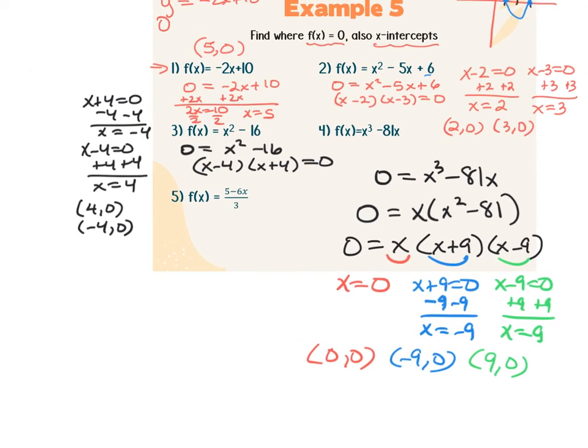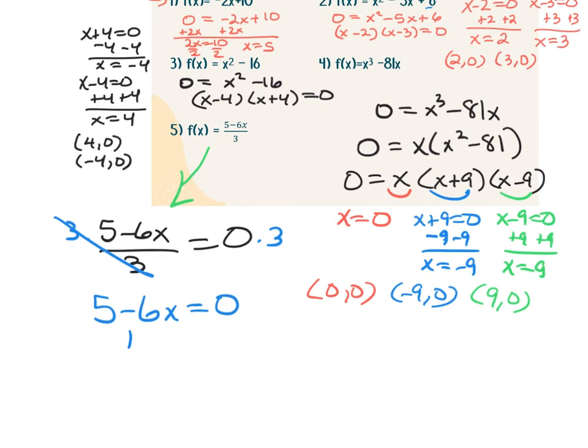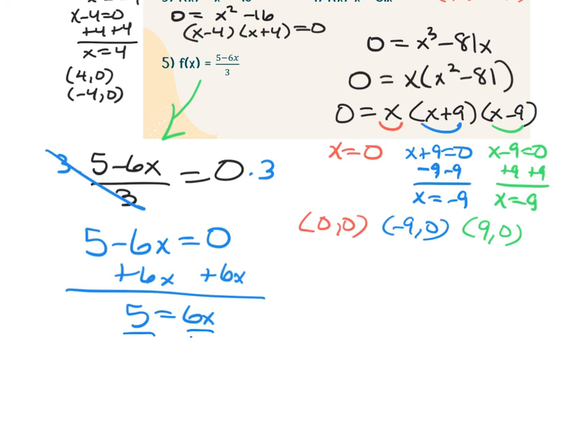And then number 5, again, set this equal to 0. So (5 minus 6x) divided by 3 equals 0. I'm going to multiply both sides by 3 to get rid of that fraction. So now it's just 5 minus 6x equals 0. Add the 6x. 5 equals 6x. Divide by 6. x equals 5 over 6. As an ordered pair, (5/6, 0).